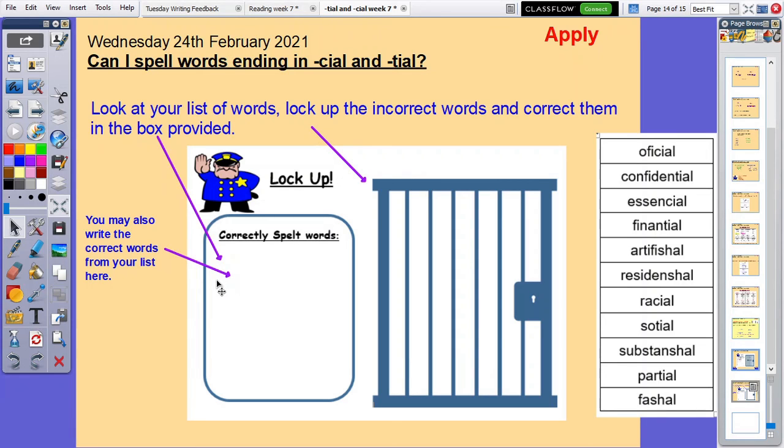By the end of this session, there should be 11 words in this box, but I'm not going to tell you how many words should be in the jail because you have to decide which of these are incorrect. So good luck with your lockup task today, and we look forward to seeing your lockup sheets sent to us later on. Okay, well done.